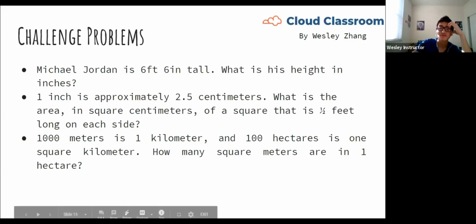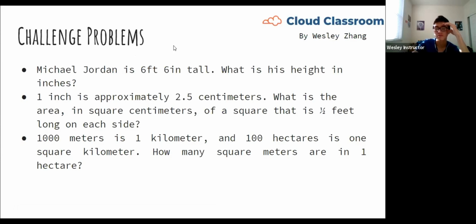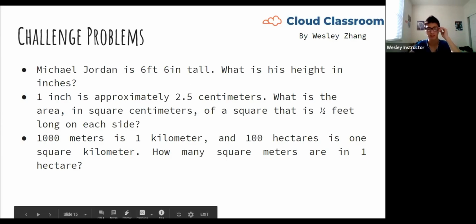So Michael Jordan is 6'6" tall. What is his height in inches? So we already have the 6 inches here. All we have to do is convert the 6 feet into inches. So there's 12 inches in 1 foot. So 6 times 12, that's 72 inches. And we have an extra 6 inches here. So 72 plus 6, that's 78. So he is 78 inches tall.